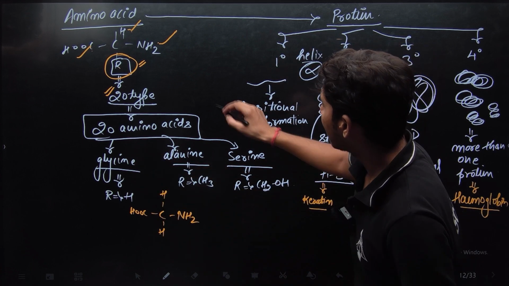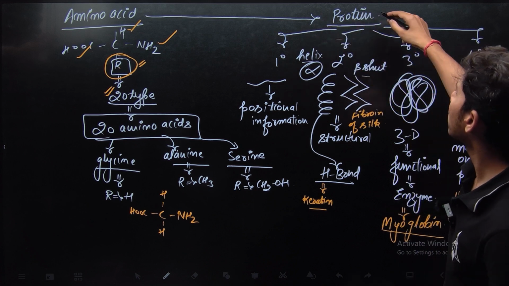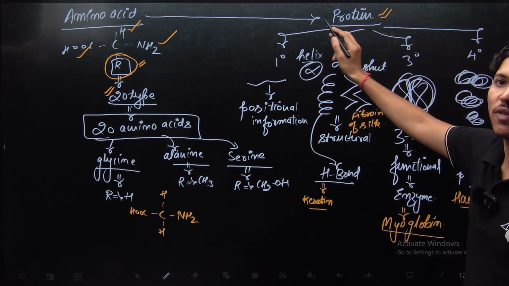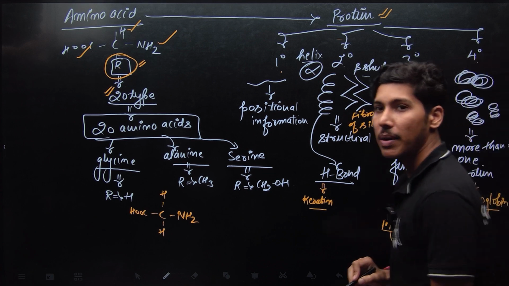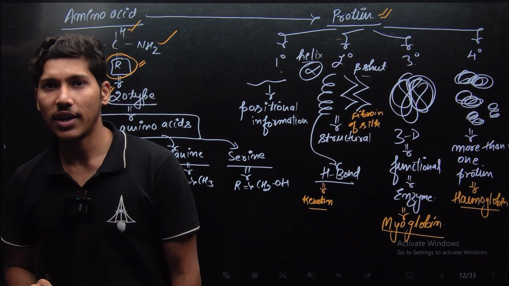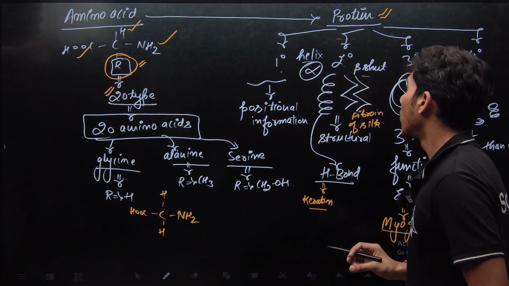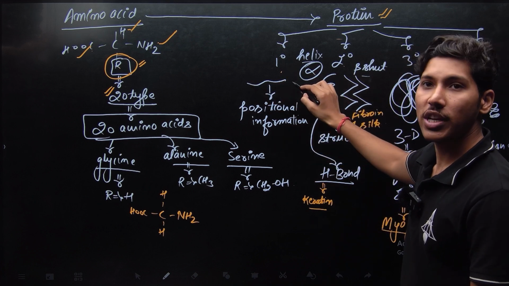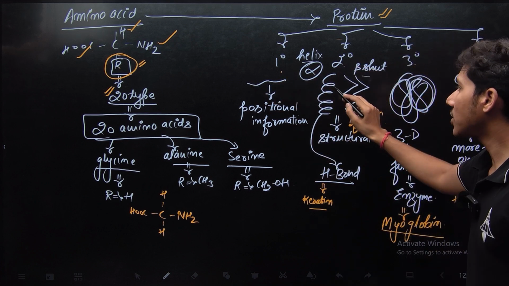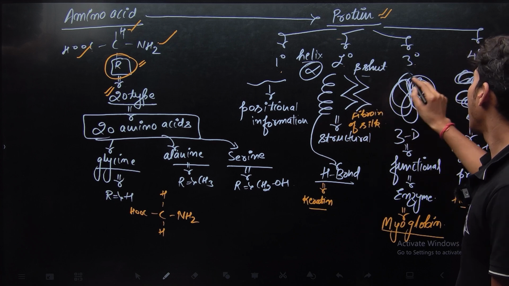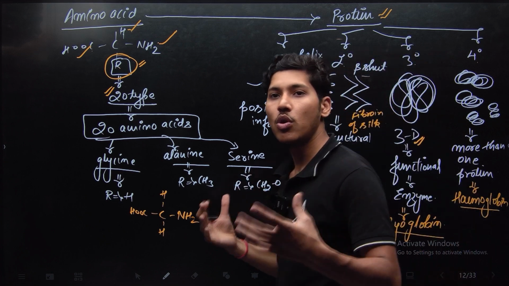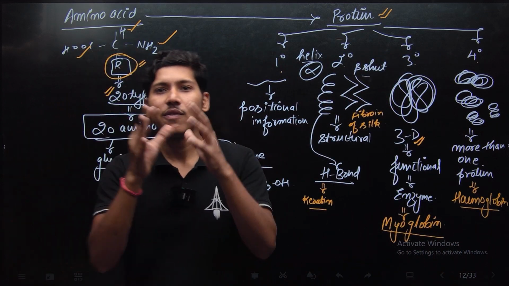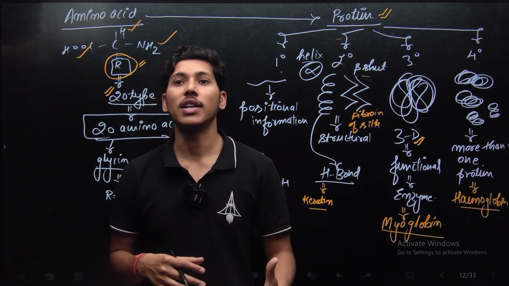And these amino acids polymerize to form proteins, and proteins are of four types: primary, secondary, tertiary and quaternary. Primary structure is a straight chain, secondary structure has a little bit of folding, and tertiary structure has 3D folding in it. But in quaternary structure, more than one protein chain combines to form the quaternary structure.